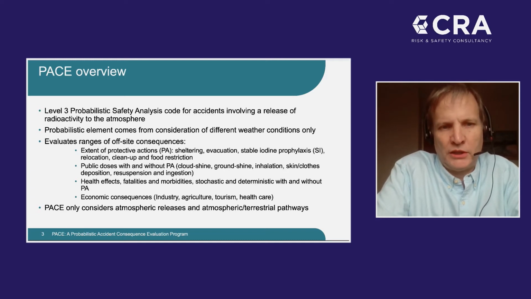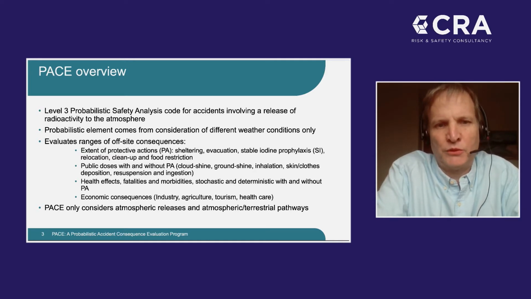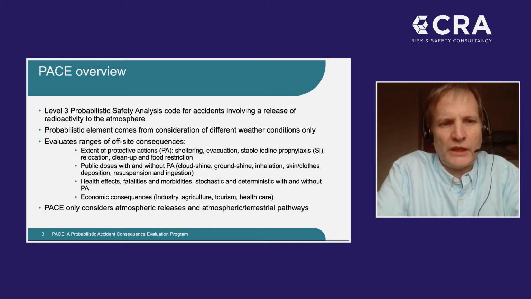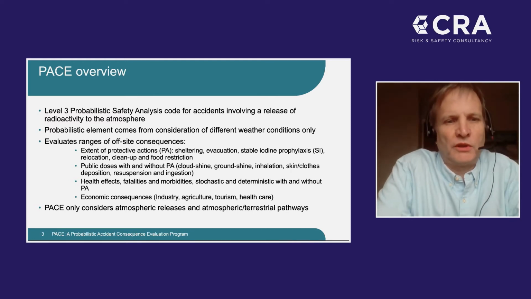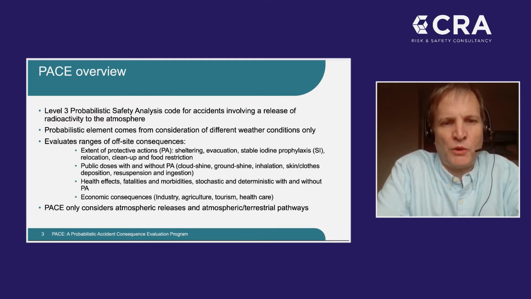And so we look at things like what would be the extent of protective actions, the sheltering action or evacuation, how far out and how many people would we require stable iodine prophylaxis for. In the longer term, are we going to need to relocate people? Are we going to need to do some cleanup? And also what foods may need to be restricted to protect the public. It also gives you an idea of what the public doses might be with or without those protective actions, and we look at the various pathways of how people might be exposed.